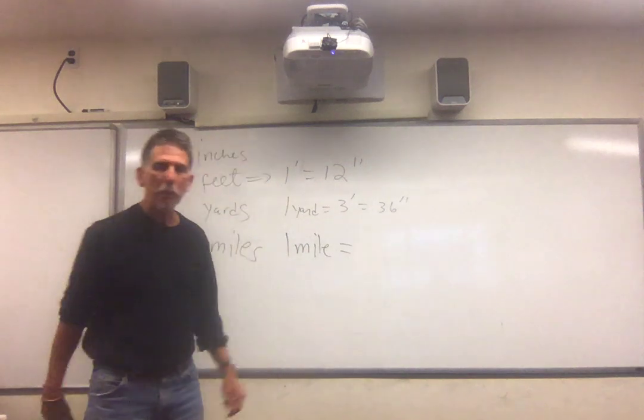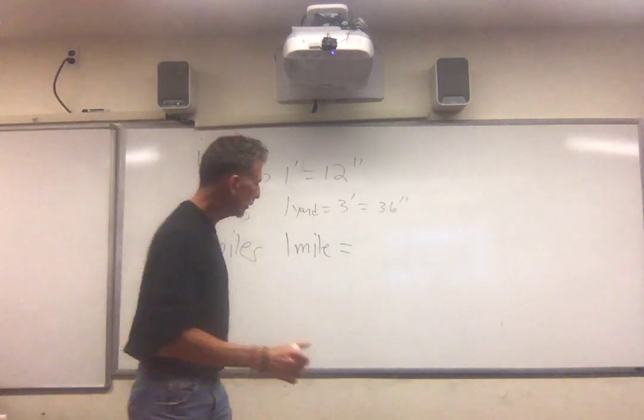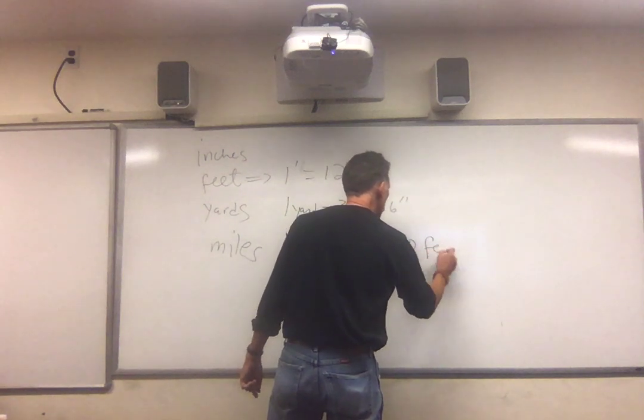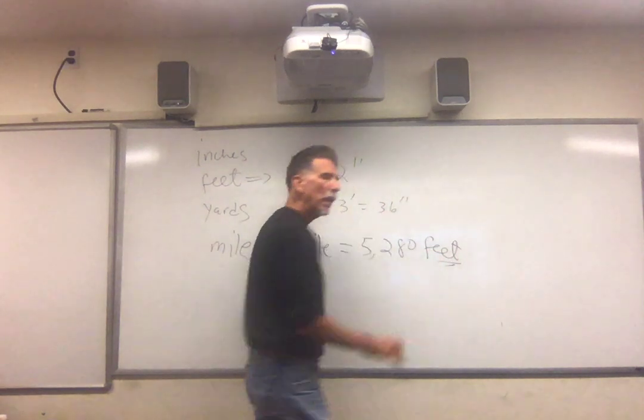1 mile, oh crap. How many feet are in a mile? Nobody knows that, but I'll tell you. 5,280 feet are in a mile.